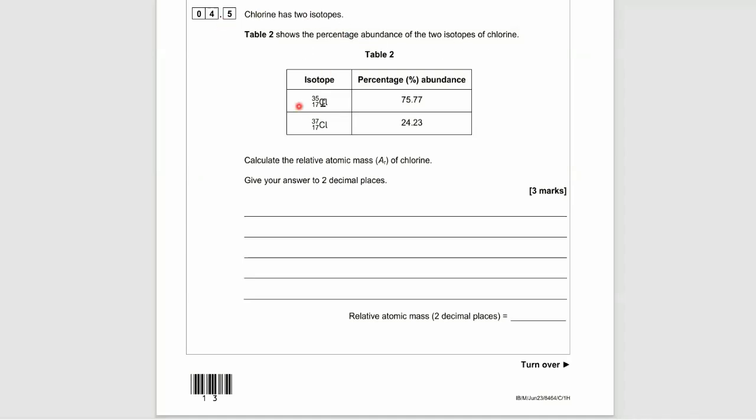Right, 4.5. Chlorine has two isotopes, and the table shows the percentage abundance of the isotopes. So chlorine 35 exists as 75.77. Chlorine 37 exists as 24.23. Is its abundance. So we need to do the mass of each isotope times the abundance. You can forget the proton number. You don't need that here. It's just to throw you off.